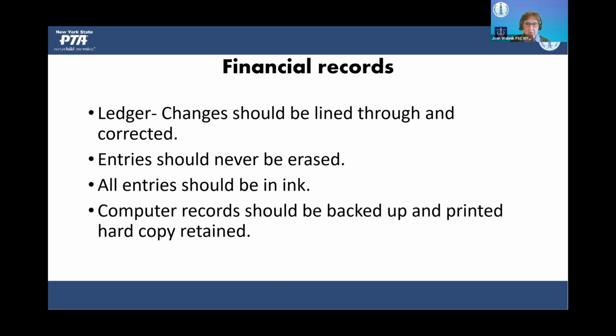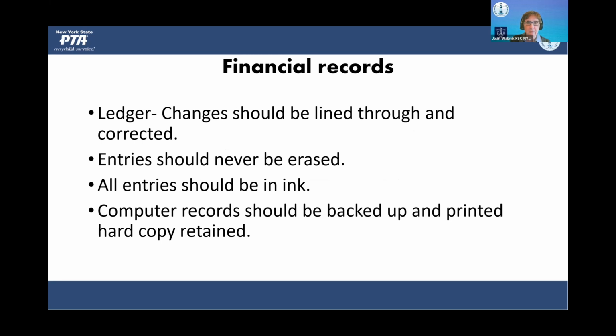Some of the financial records that you should be looking at are a ledger. It can be on paper, it can be the checkbook, it can be electronic. Changes should be lined through and corrected. Later on in our presentation, we will look at how to do a reconciliation. And if during the reconciliation, it does not match, then it may be time to do an audit.